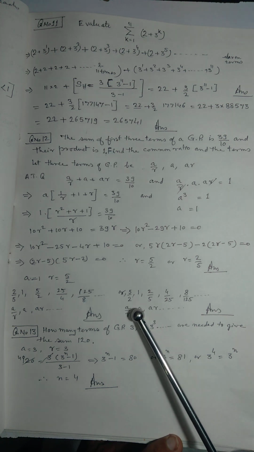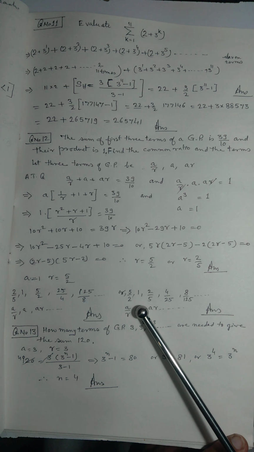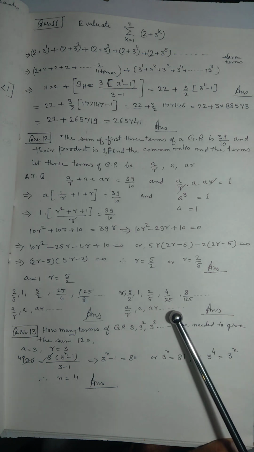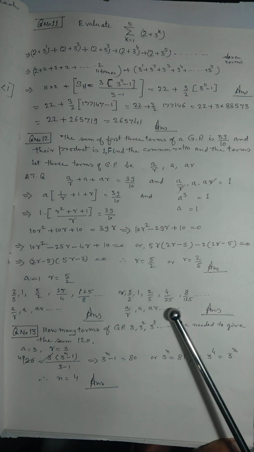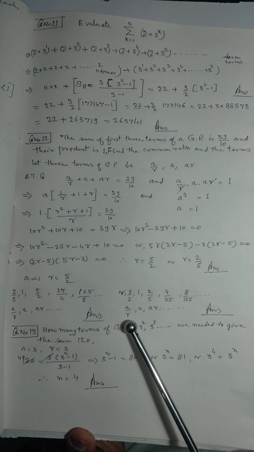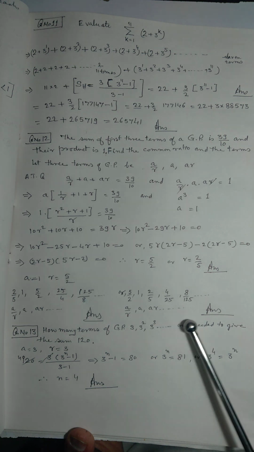5 by 2 आपका फर्स्ट टर्म हो जाएगा A by R, और A की जगह पर 1 लिख दिया, 2 by 5, 4 by 25, 8 by 125. 2 by 5 का मल्टीप्लाई करते जाइए प्रीसीडिंग टर्म में, तो आपको मिलता चला जाएगा. ये मैं नीचे भी लिख दिया हूँ, AR एंड सो ऑन.